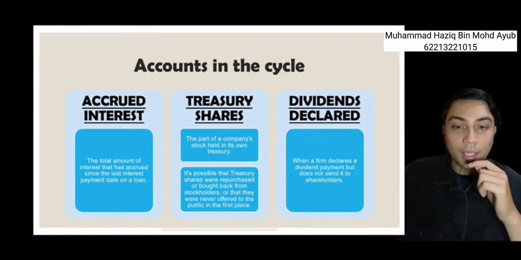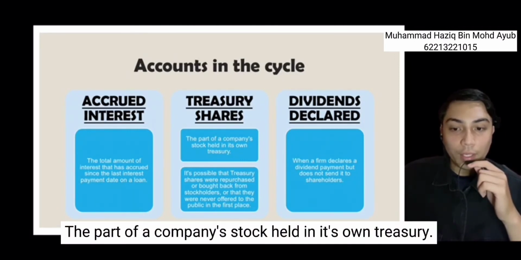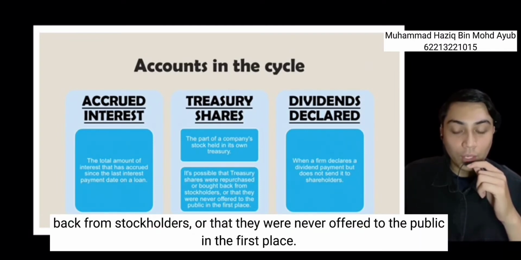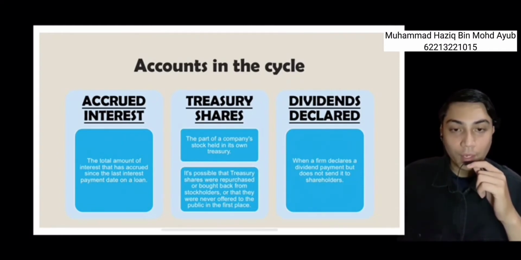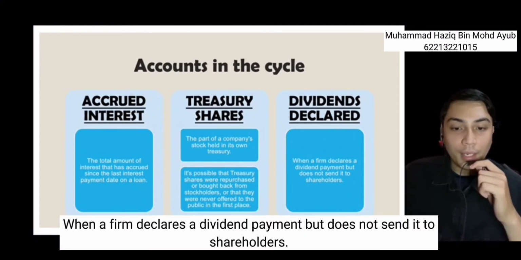Next is treasury shares, the part of a company's stock held in its own treasury. It is possible that treasury shares were repurchased or bought back from stockholders, or that they were never offered to the public in the first place. Next one is dividends declared. When a firm declares a dividend payment but does not send it to shareholders.